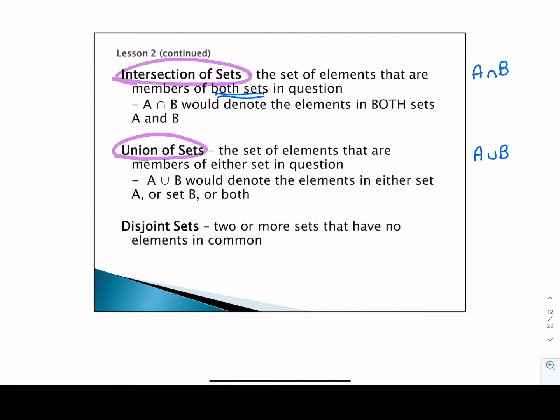The last part of this slide talks about sets that happen to be disjoint. Sometimes two sets don't have anything in common, and if that's true, we say that those two sets are in fact disjoint. So if I talk about the set of all even numbers and the set of all odd numbers, those two sets don't share anything in common, so they'd be considered disjoint.